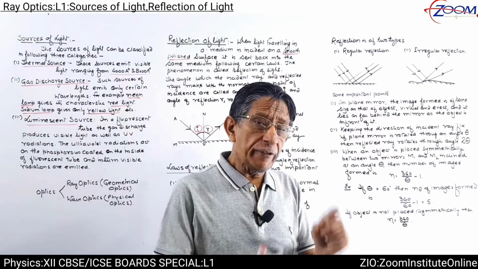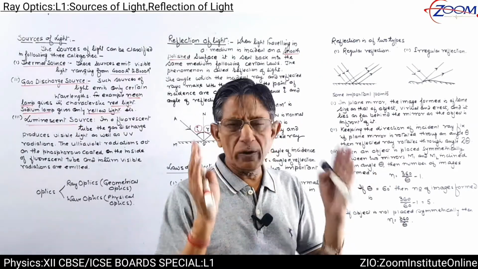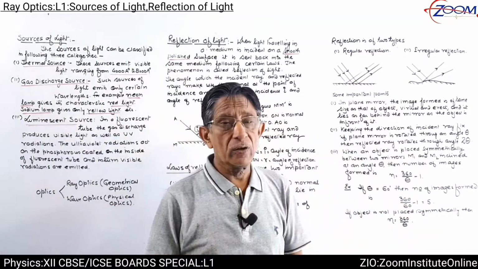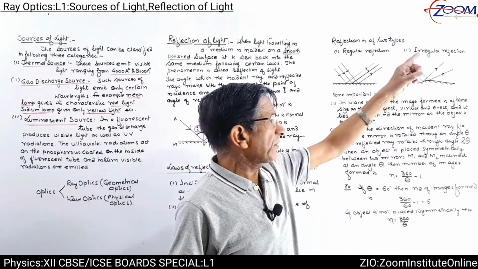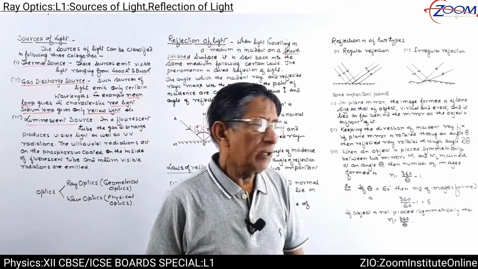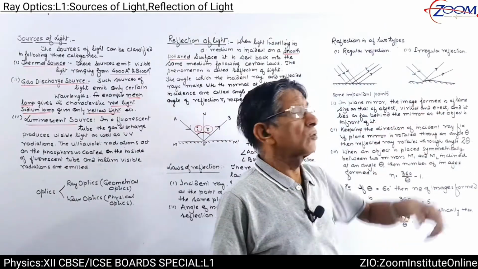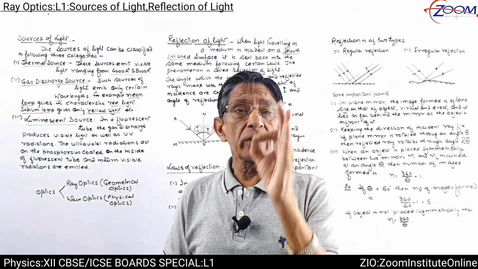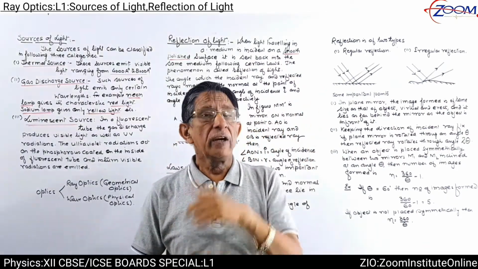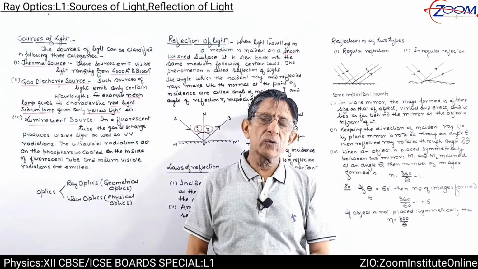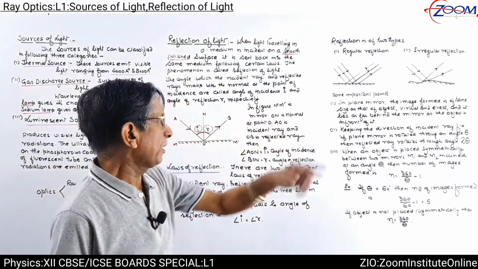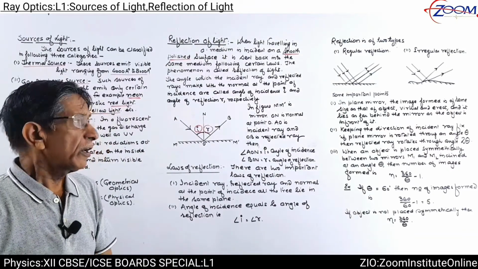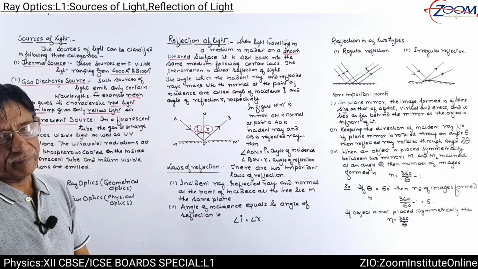But if the surface is irregular, it is polished but not smooth, it is irregular, then incident rays are parallel to each other, but the reflected rays are not parallel to each other. Such a reflection is called irregular reflection. The reflection in which the incident rays are parallel to each other, but the reflected rays are not parallel to each other, students, is called irregular reflection.